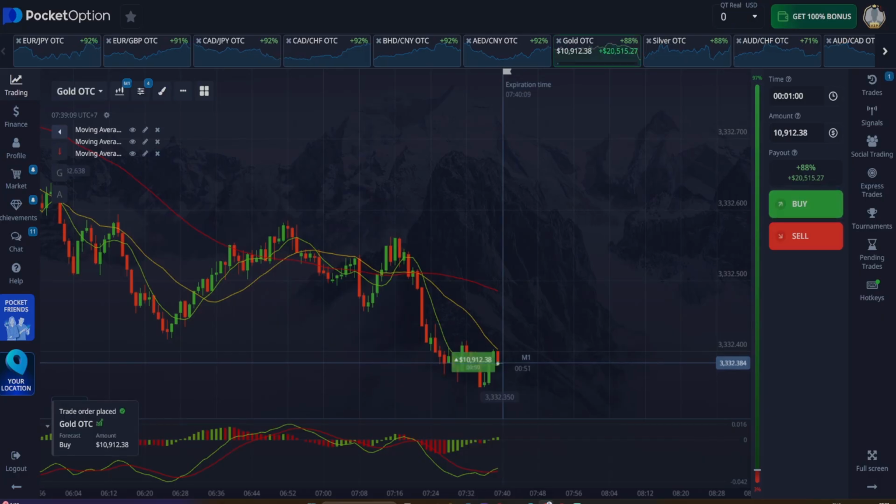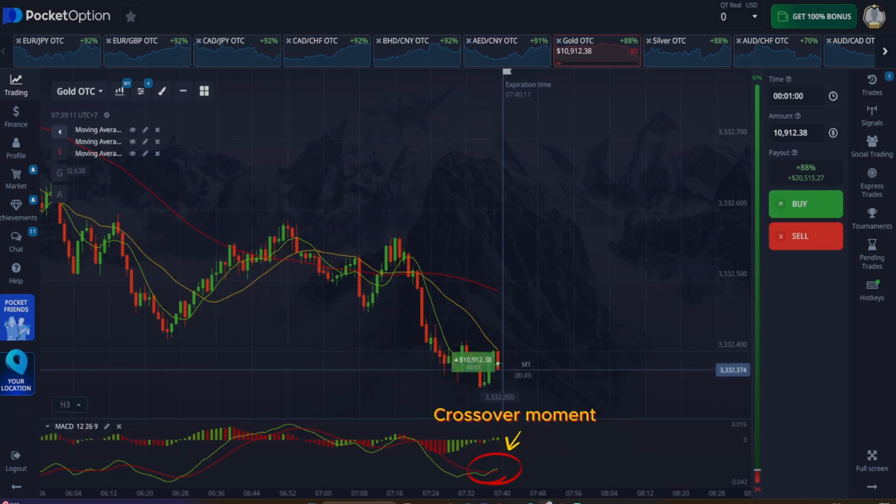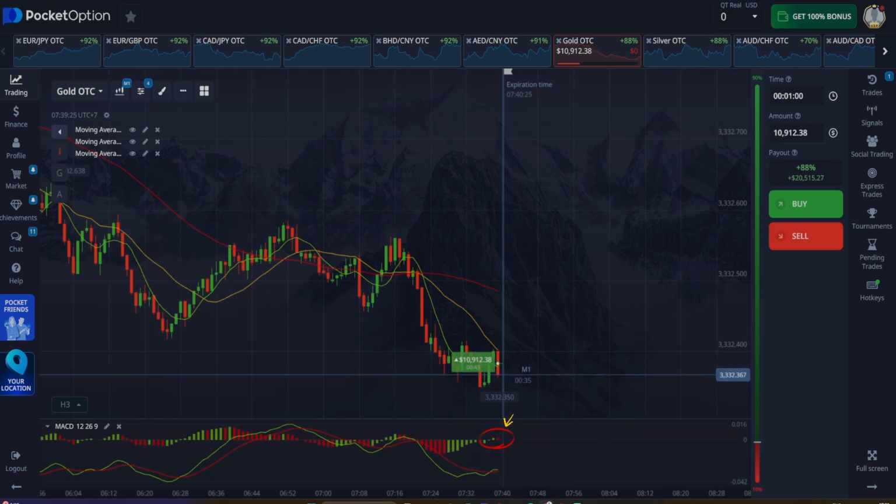I'm entering a buy position because a bullish crossover has just appeared on the MACD indicator, where the MACD line crosses above the signal line. This shows that bearish momentum is weakening and buyers are starting to take control of the market. The histogram turning positive provides additional confirmation that buying pressure is increasing, and price has a strong probability to continue upward. With this confirmation, the buy entry becomes valid and carries strong profit potential.